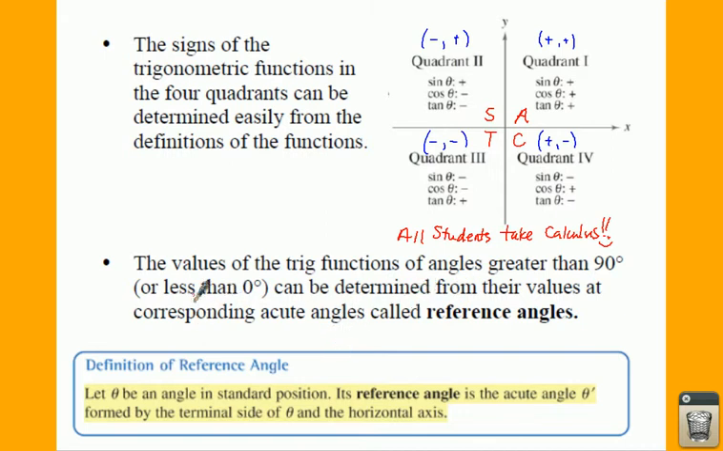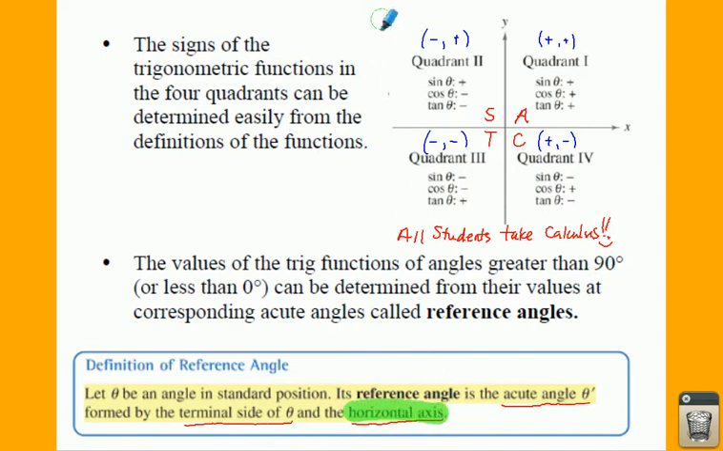Anyway, all right, next thing we're going to talk about is actual reference angles. Values of trig functions greater than 90 degrees can be determined from corresponding acute angles called reference angles. A reference angle is just an acute angle, theta, formed by the terminal side of x and the horizontal axis. You never draw an acute or a reference angle to your y-axis. Ever. Always goes to the x.